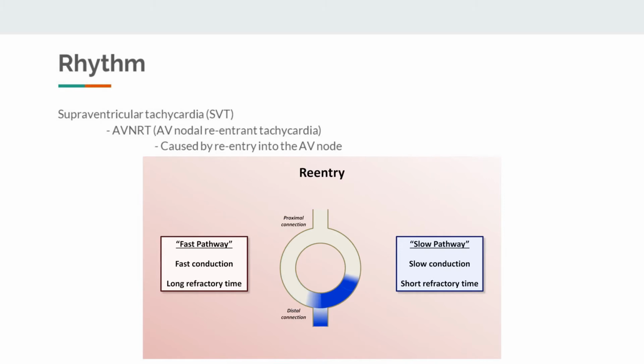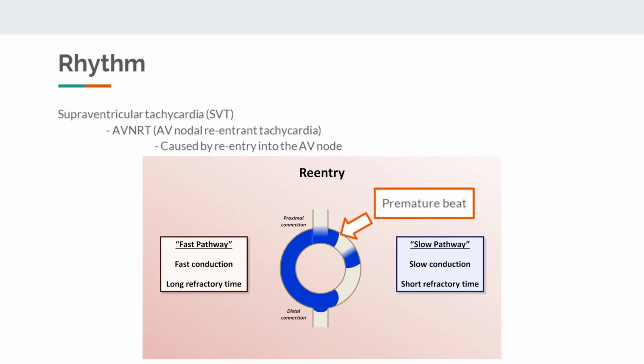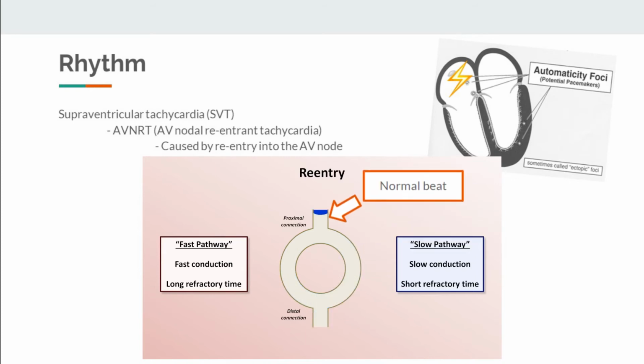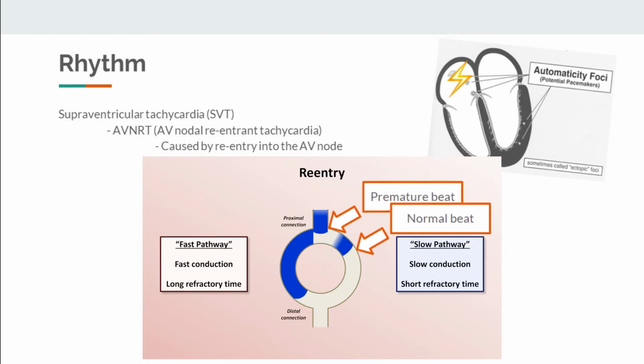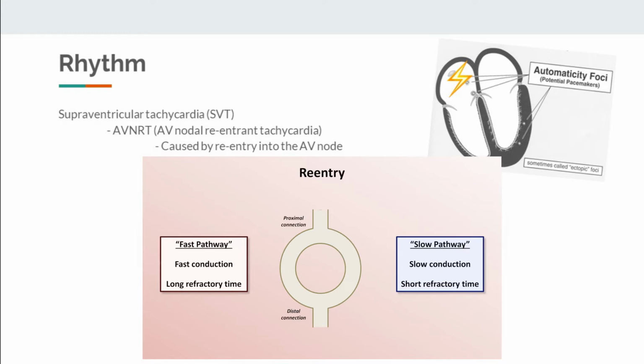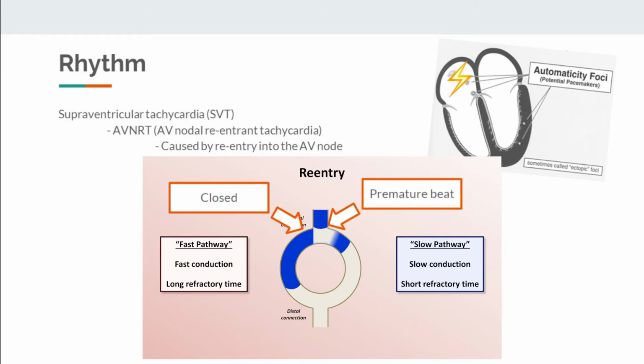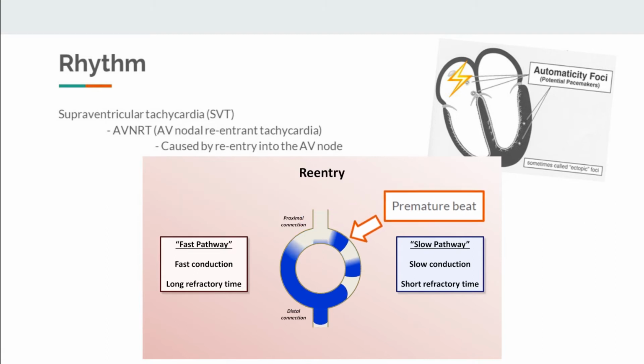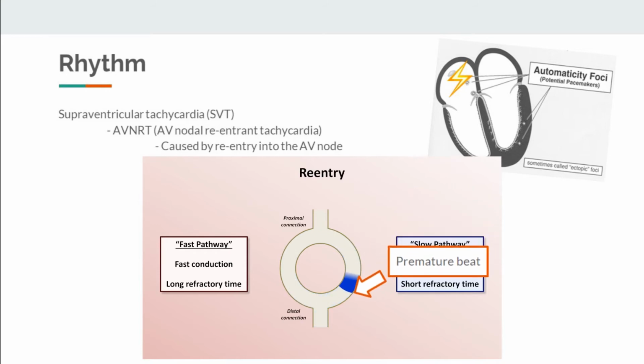So for these patients who have a dual AV nodal physiology, when there's a premature beat, typically caused by an ectopic foci, that premature beat will closely follow the previous normal heartbeat. For the premature action potential, the fast pathway is closed since the normal action potential had just gone by and is still in its long refractory period. So the premature signal can only go down the slow pathway, which has already recovered from the short refractory period.